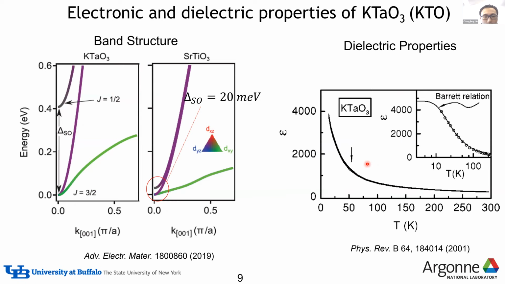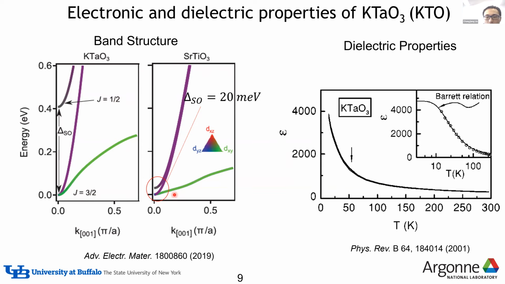As I just mentioned, both KTO and STO have some interesting properties. However, there is one distinct difference between these two. Because tantalum is a 5d element, it has a much larger spin orbit coupling. Because of this, the t2g manifold of the orbital is split by this large spin orbit coupling into angular momentum j = 1/2 and 3/2 states. This splitting is about a factor of 10 larger than that in the STO system.